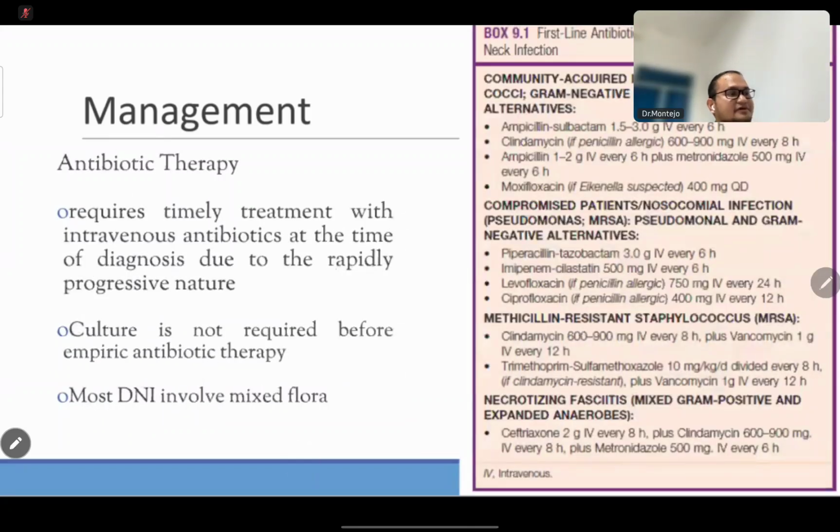So next, antibiotic therapy. Since, as mentioned before, most deep neck infections would be polymicrobial, we always do our empiric antibiotics. So culture is not required before empiric antibiotic therapy. Then it usually involves mixed flora. So this is lifted from Cummings. So the common antibiotics initiated, try to familiarize lang.